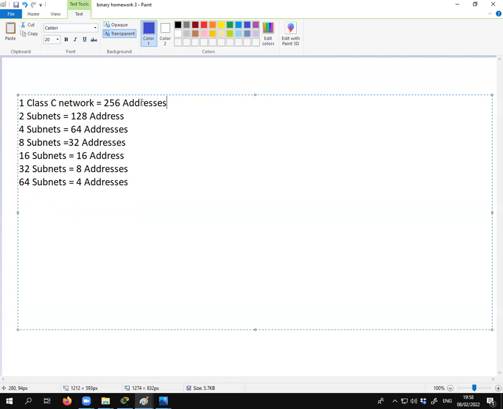So 1 subnet, 256 addresses; 2 subnets, 128 addresses; 4 subnets, 64 addresses; 8 subnets, 32 addresses; 16 subnets, 16 addresses; 32 subnets, 8 addresses; 64 subnets, 4 addresses. Does that make sense? Because if I multiply 8 by 32, I get 256. 16 by 16, 256. 64 by 4, 256.